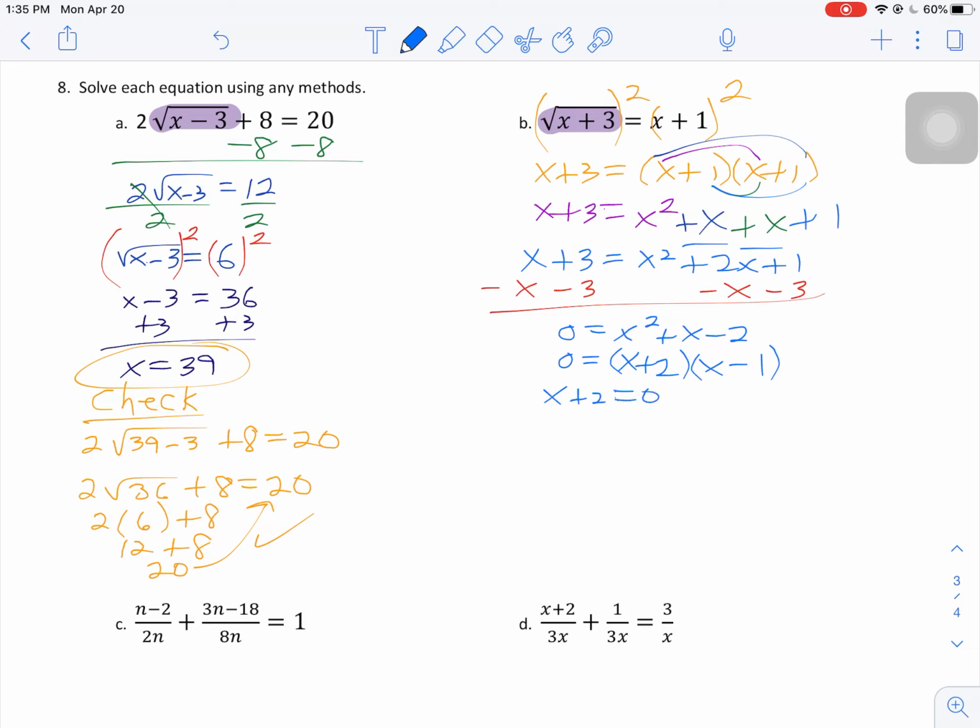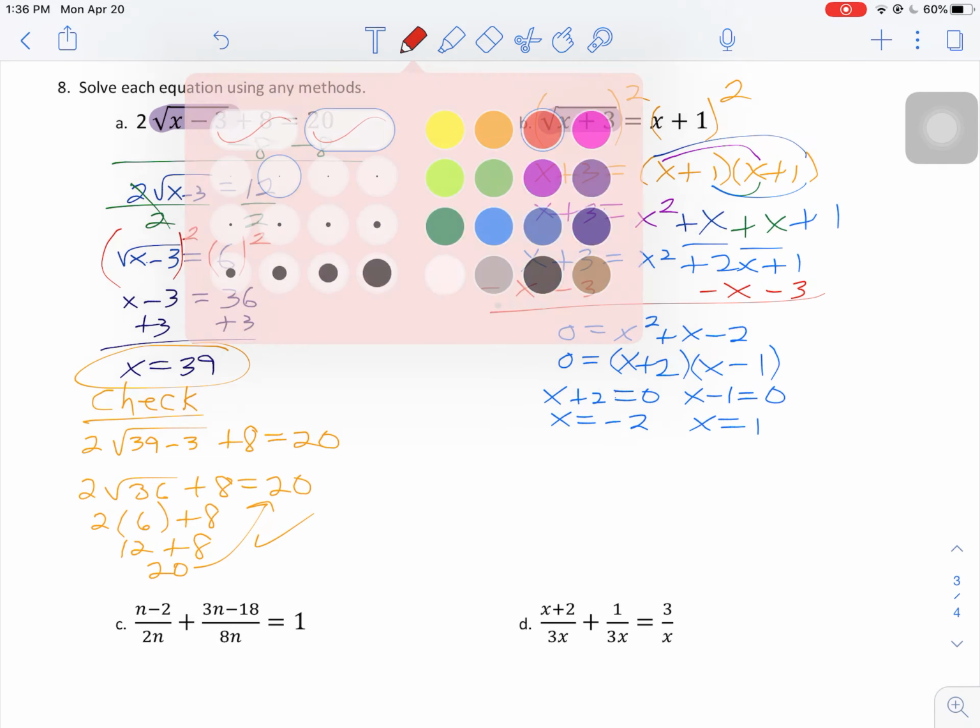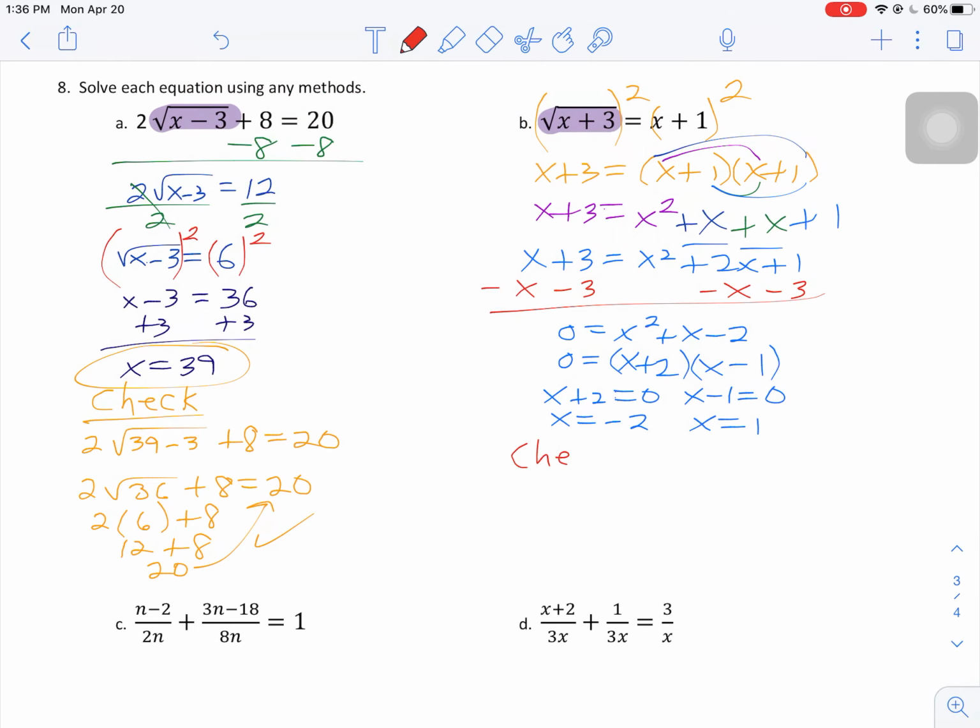Set each factor equal to 0 and solve for x. So we're getting -2 and 1. Now remember, we can't stop here. We need to check and see if one of these answers or both of these answers are extraneous solutions. So I'm taking -2. I'm going to check that one first. Wherever I see an x in the original equation, I'm going to plug in a -2.